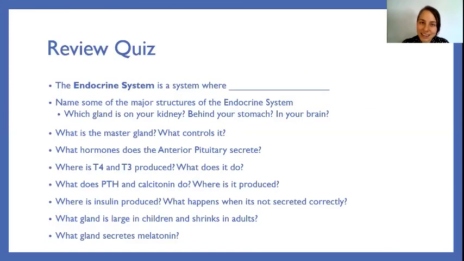At the very end of the PowerPoint, we do have a little review quiz that you can use to see how much of that information you've retained and to give you an idea of what an exam question could look like over the endocrine system.